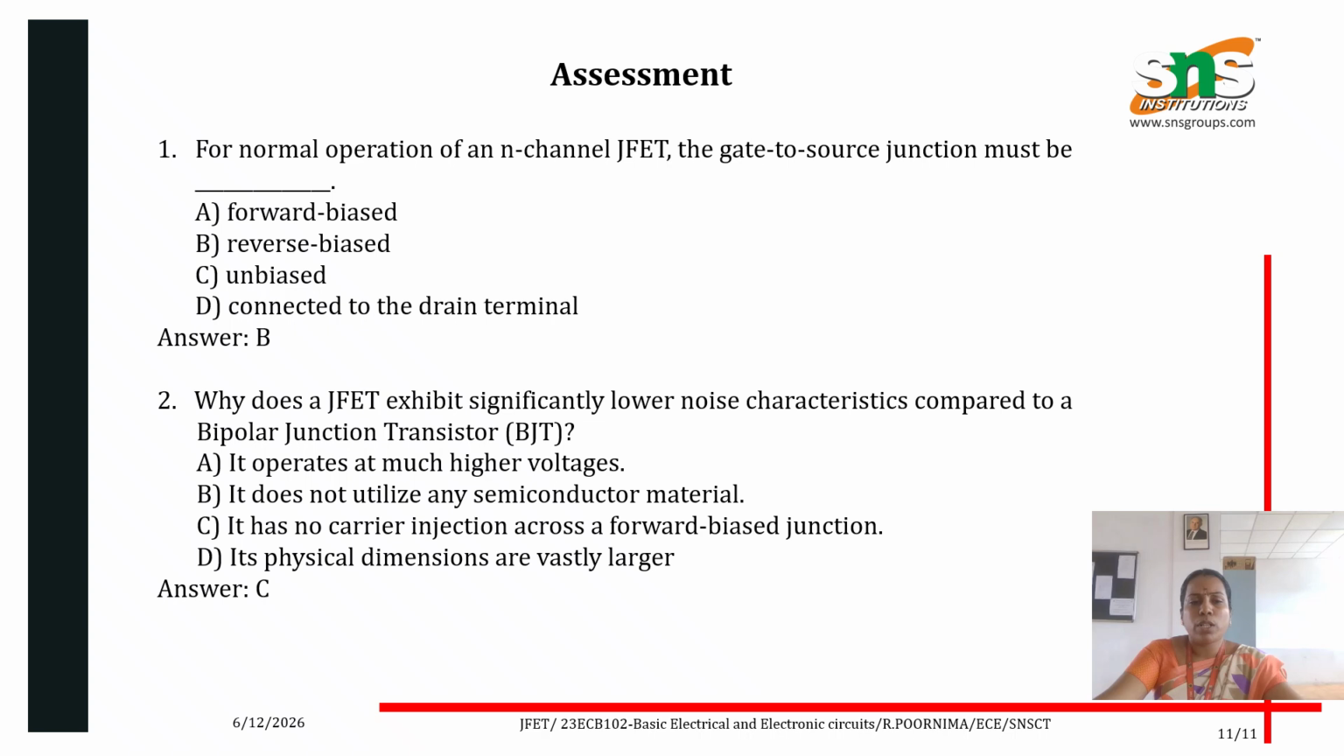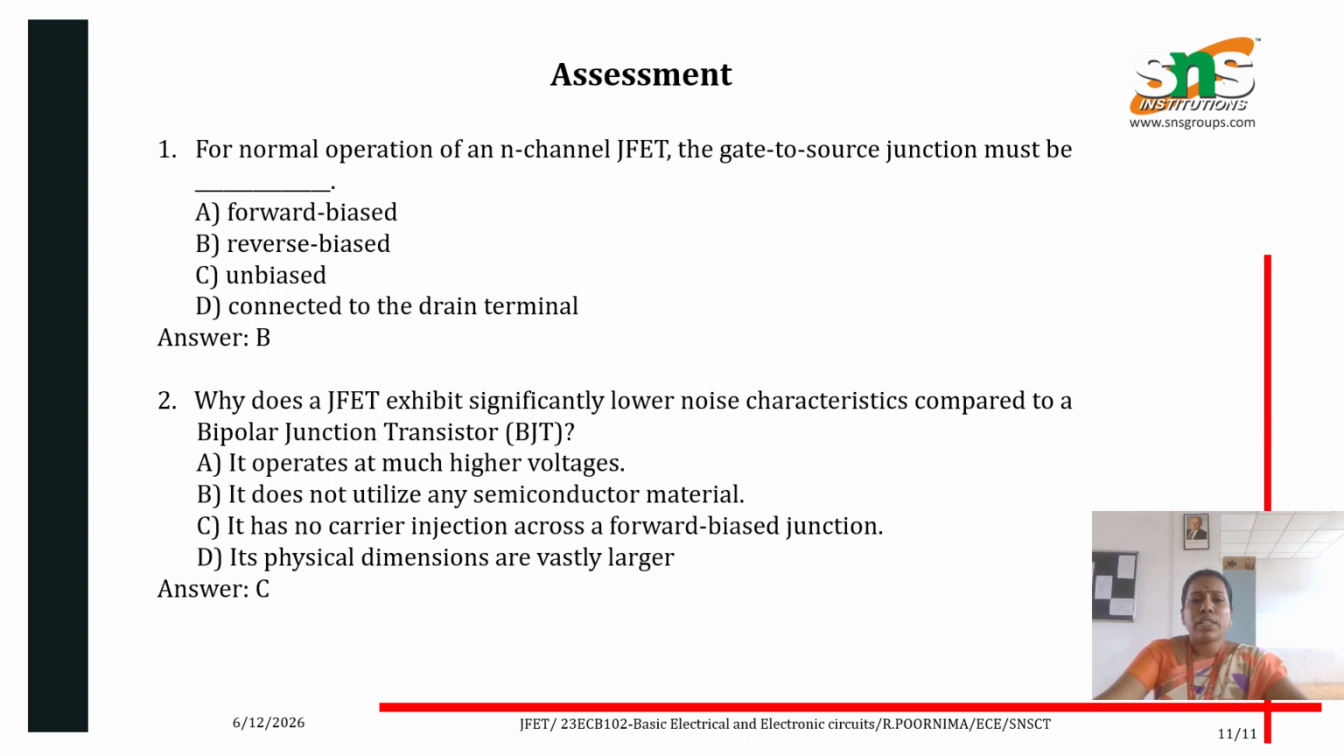For normal operation of an N-channel JFET, the gate source junction must be: forward biased, reverse biased, unbiased, or connected to the drain terminal. For the normal operation of N-channel JFET, the gate to source junction must be reverse biased. The answer is B.